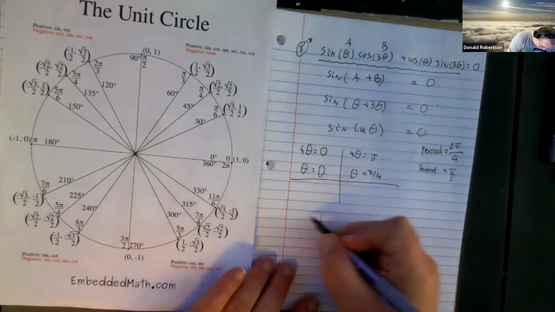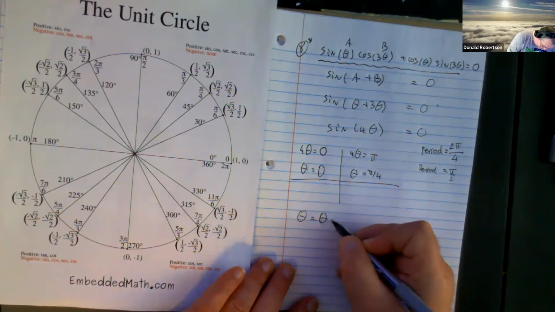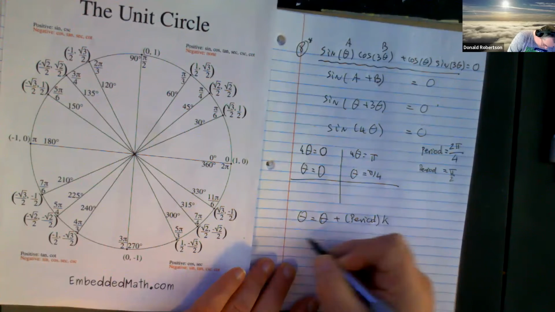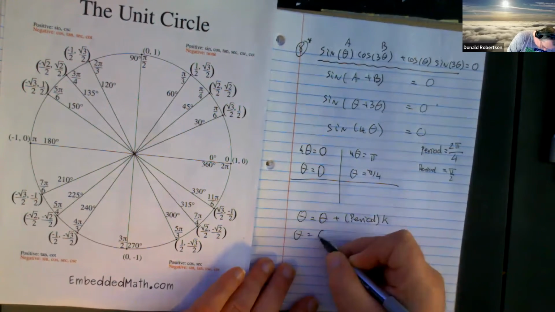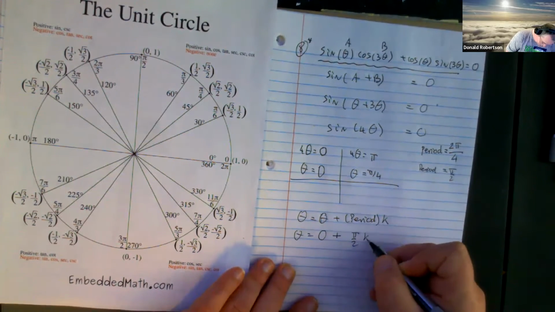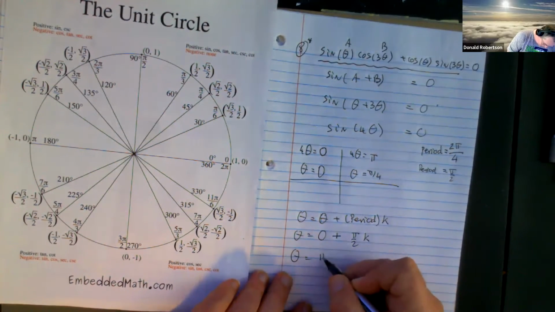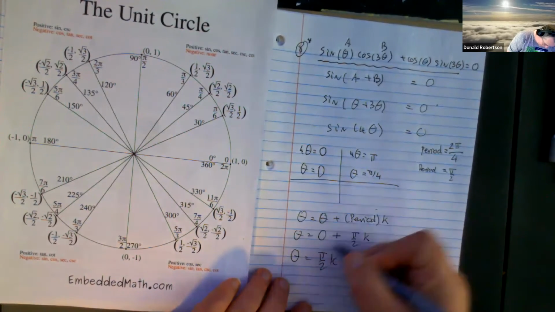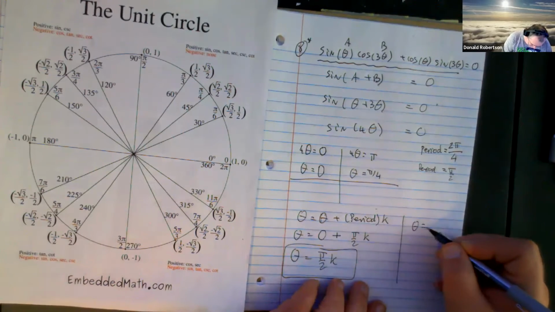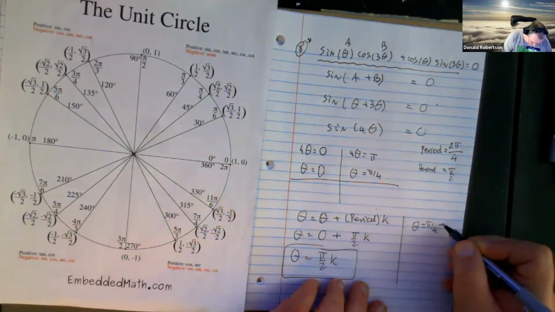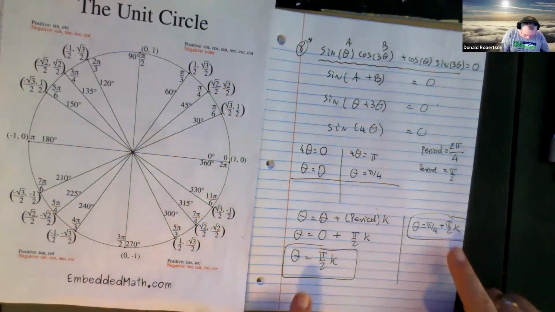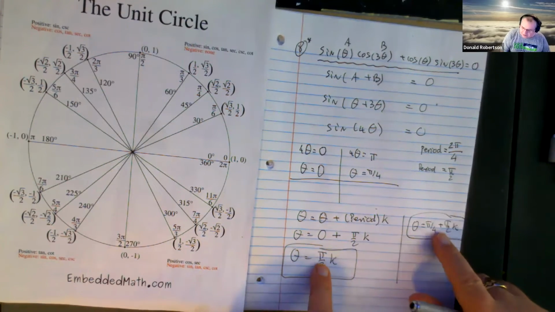Now, if you want the general answers, won't it be theta plus the period times k, which is why we found this, and it's going to be, I should say 0, not theta. So it's going to be 0 plus pi upon 2k, which means it's just going to be pi upon 2k. So there's one of our general solutions. And the second one is going to be pi upon 4 plus the period.